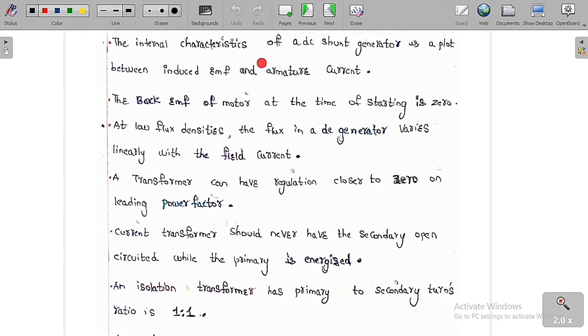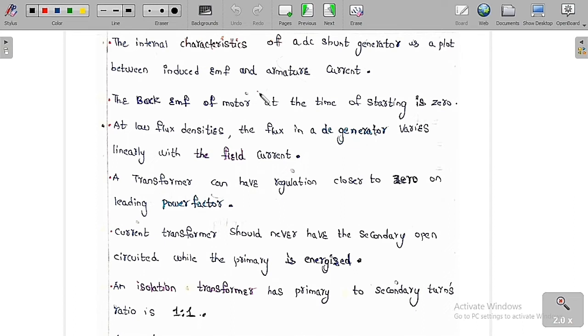The internal characteristic of a DC shunt generator is a plot between the induced EMF and the armature current. The external characteristic is a graph between the terminal voltage and the terminal current. Whereas the OCC is the induced EMF at no load versus the field current. These are the three important graphs which are always asked in the examination.